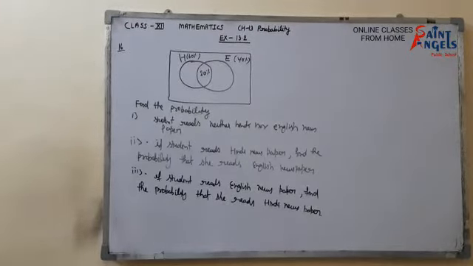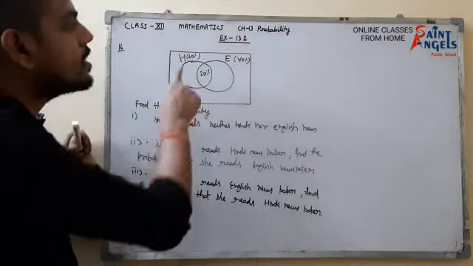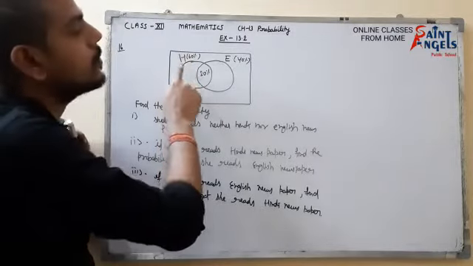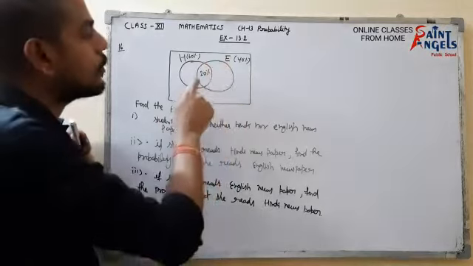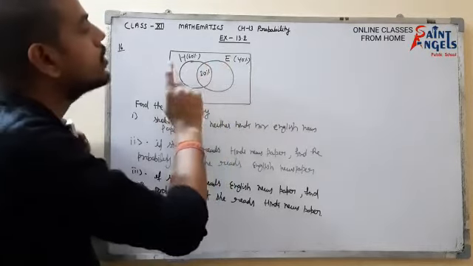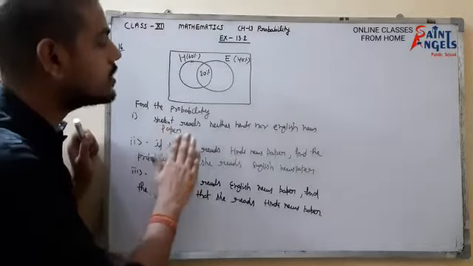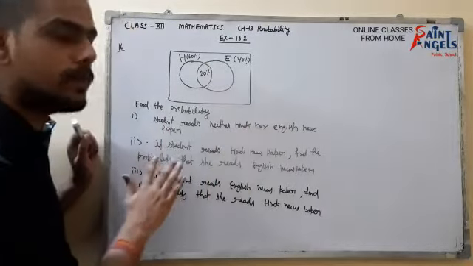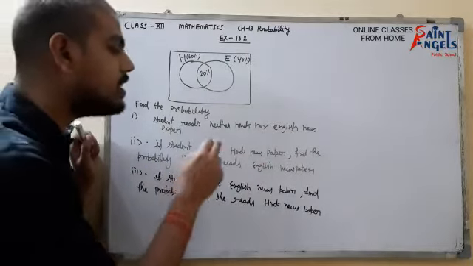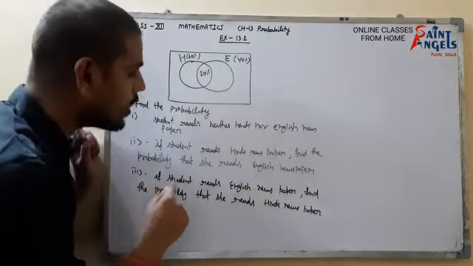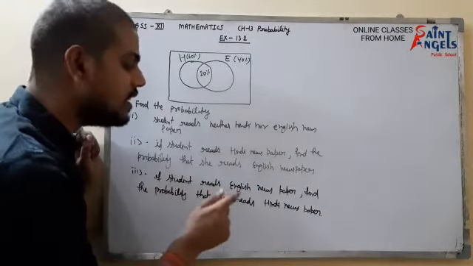Students, now look at question number 16. In question number 16 it is given that in a hostel 60% of students read the Hindi newspaper, 40% of the students read the English newspaper, and 20% of students read both Hindi and English newspapers. Then we have to find the probability that a student reads neither Hindi nor English newspaper. Second part: if a student reads the Hindi newspaper, find the probability that she reads the English newspaper. And in the third part: if a student reads the English newspaper, find the probability that she reads the Hindi newspaper.